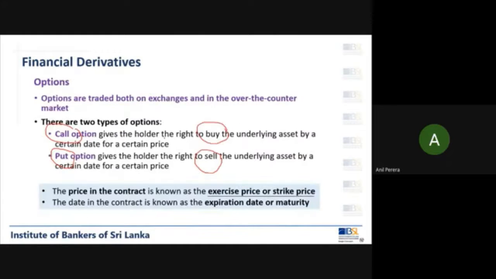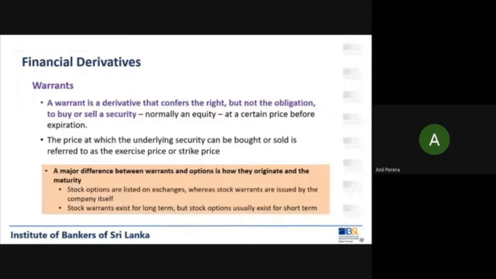And similar to options, I also included these warrants. I didn't mention it as a major category. It's a kind of an extension of options, right? I included this thing because in one of your exam papers, this question was there. What are the warrants, right? It is also a kind of an option. A warrant is a derivative that confers the right. There is a right to the holder to buy or sell a security. Right?